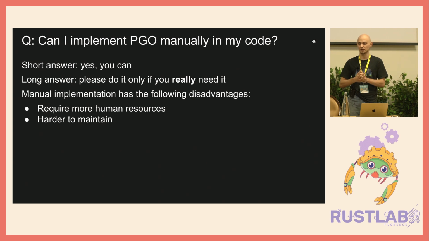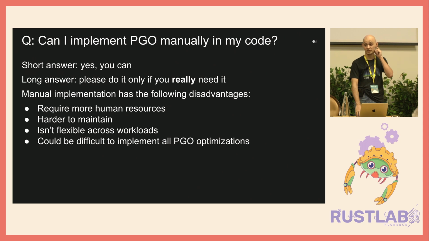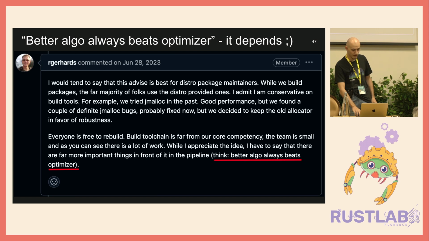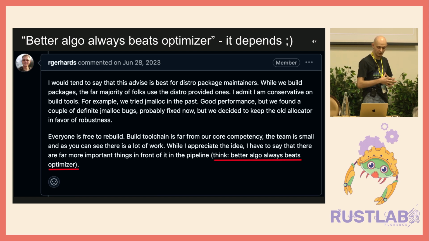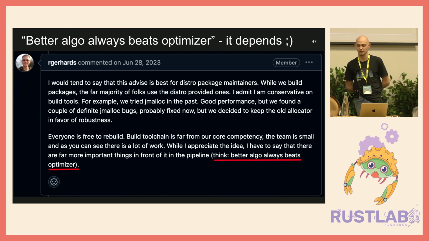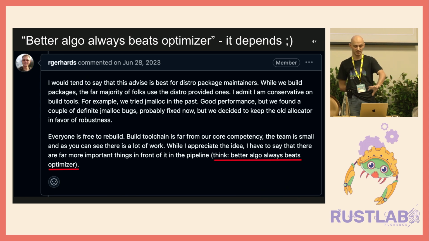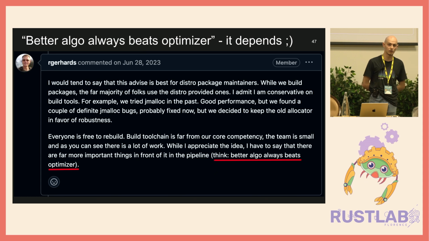Because maintaining it manually has a lot of disadvantages, like maintenance, more human resources, and it's not flexible across workloads. With some hints, you're trying to codify some workload into your application. It could be difficult to implement all PGO optimizations via compiler hints because they are also tricky. I have a quote from Rainer Gerhardt, the author of Rustlab, a log shipping solution: a better algorithm always beats the optimizer. As context, he is not very interested in PGO.